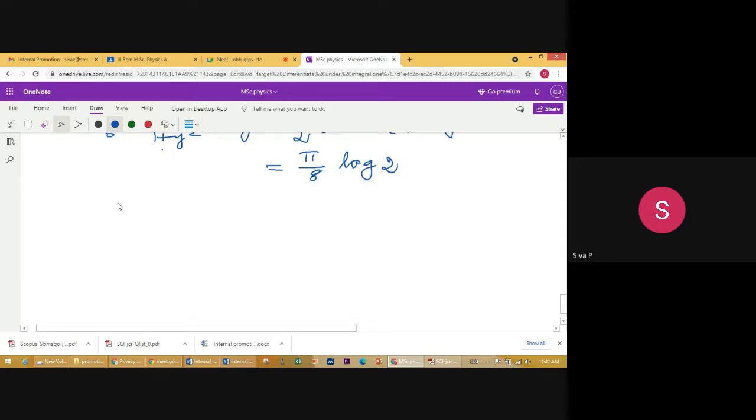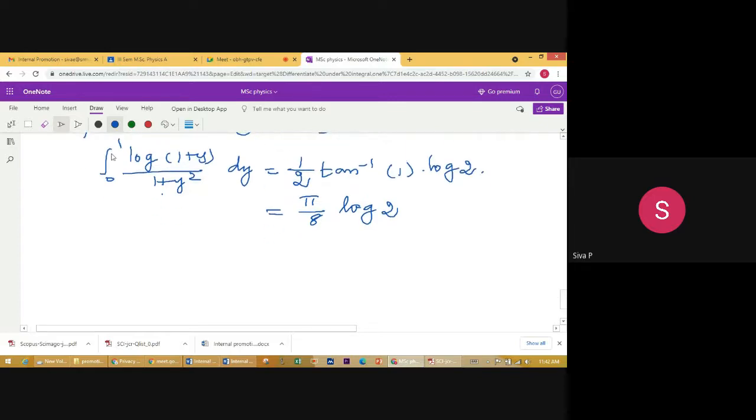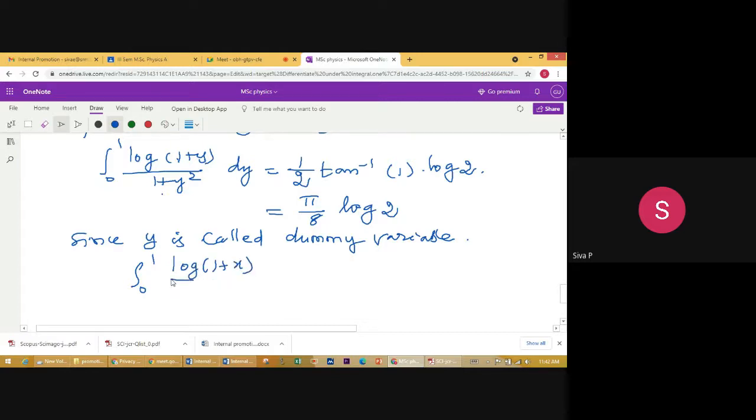Since y is only a dummy variable, instead of y we can write x. Therefore, integral of 0 to 1 of log 1 plus x by 1 plus x square dx equals 5 by 8 log 2. What is called a dummy variable? Anybody know the answer for this?